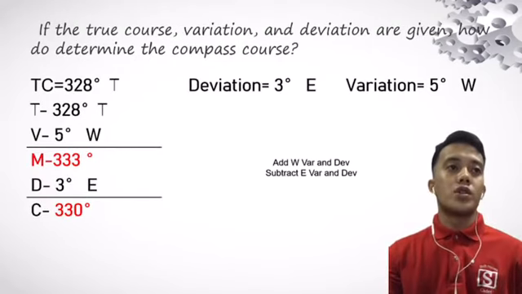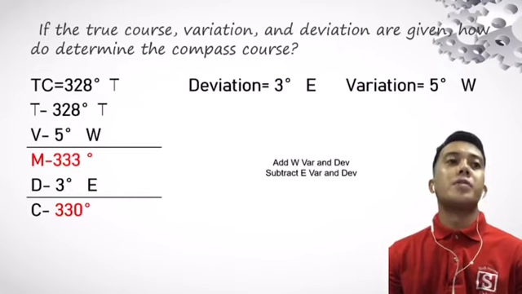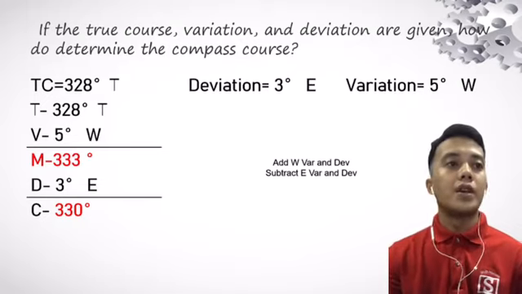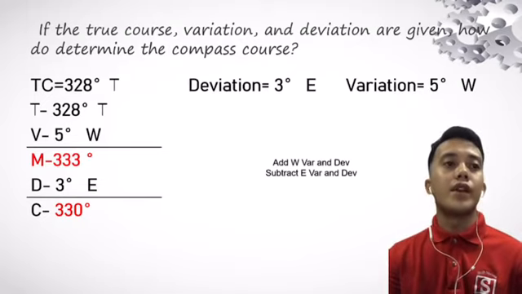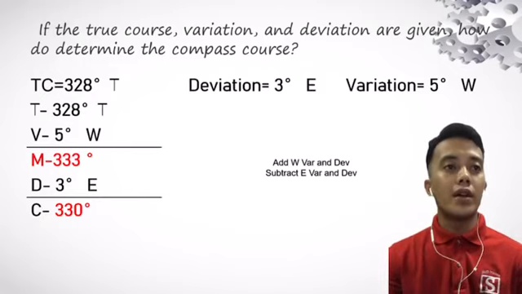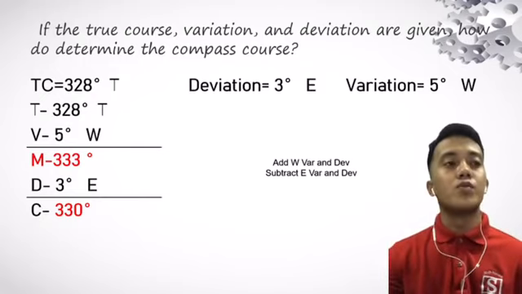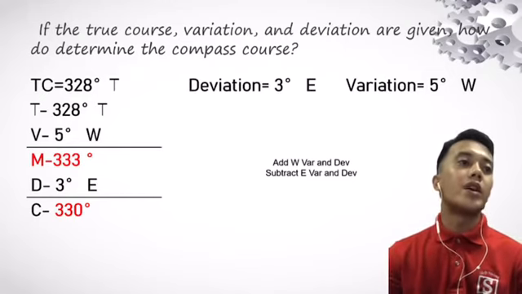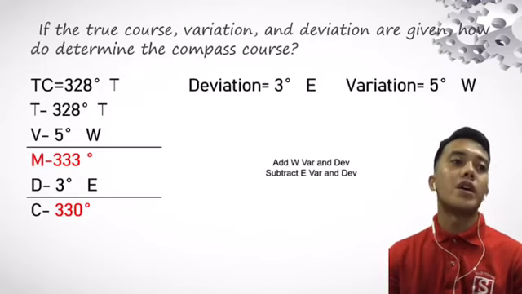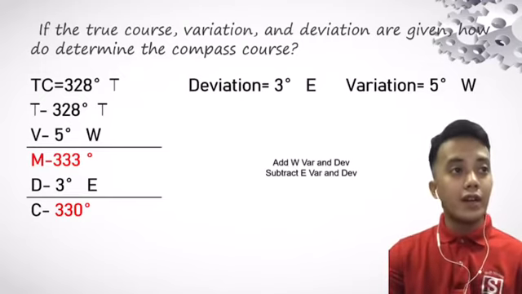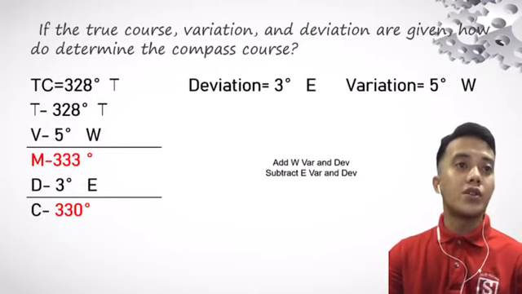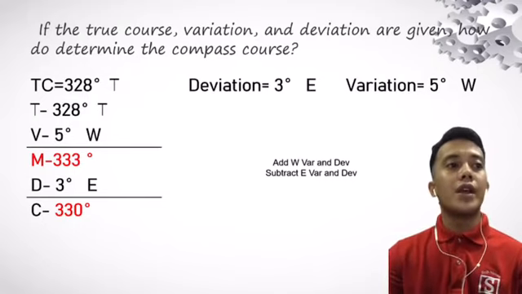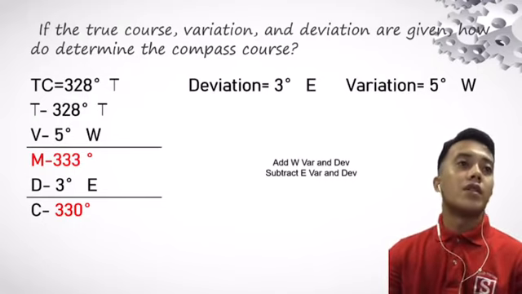Moving on, if the true course, variation and deviation are given, how do you determine the compass course? So we use the formula of "Two virgins make dull company." Here, if you have the direction of the variation and deviation, with west you add, and with east you subtract. Here, the variation is 5 degrees west, so we add it with 328 degrees, so we get 333 degrees for magnetic course. And we have 3 degrees east deviation, so we have to subtract to 333, so we get 330 degrees for the compass course.